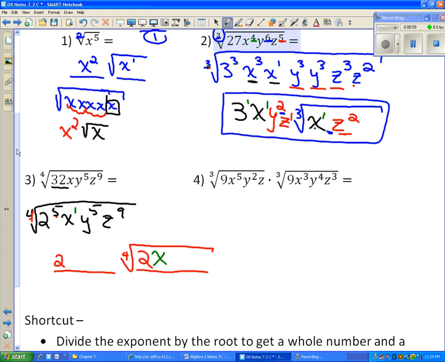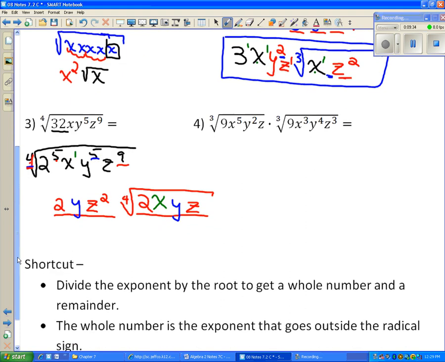Y: 5 divided by 4 is 1, so I can pull out a y. I have a remainder of 1 because 5 minus 4 is 1, so y stays inside as well. Z to the ninth: well, 9 divided by 4 is 2, so this is z squared with a remainder of 1, so that's z inside the fourth root.